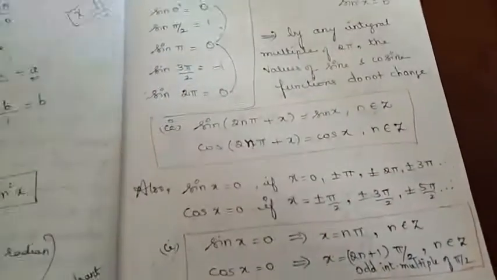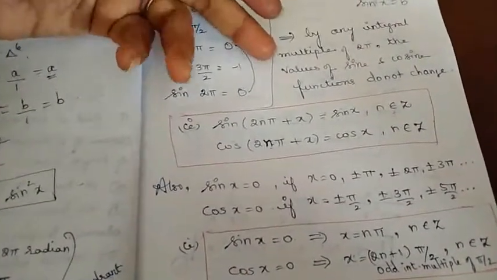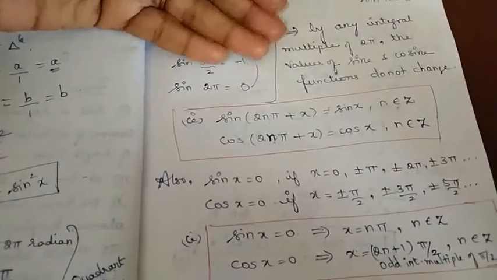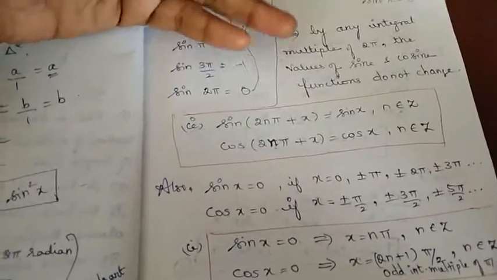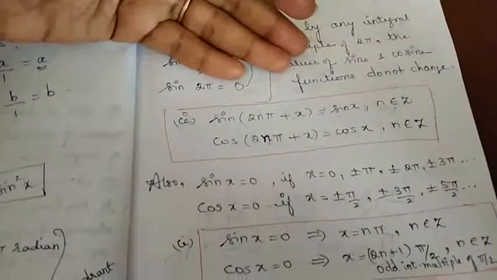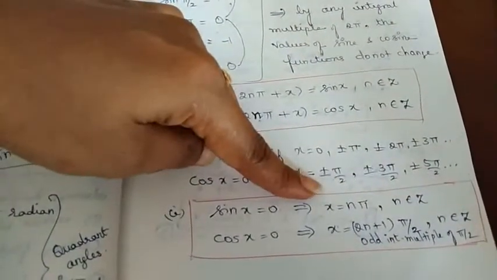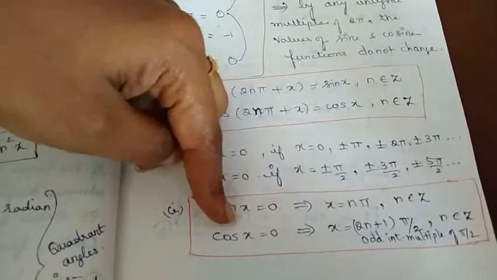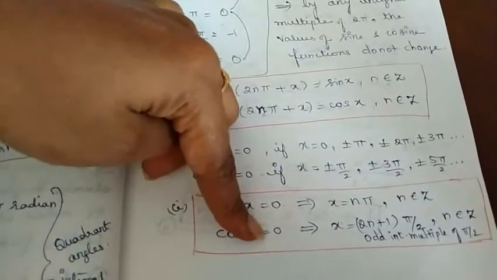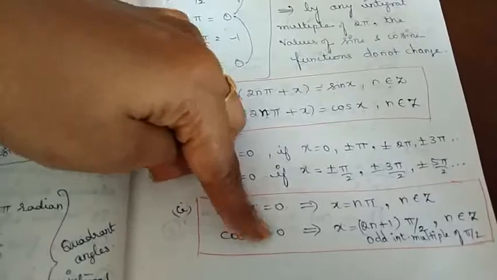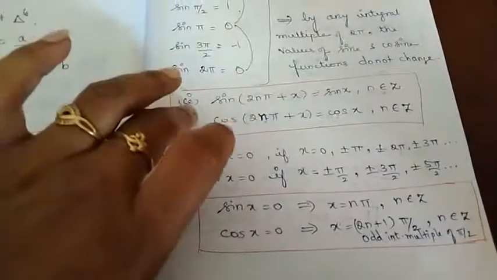Okay, so for any integral multiple of 2 pi, sine and cosine functions do not change, and the sine function will become 0 for any integral multiple of pi, and the cos function will become 0 for only odd integral multiples of pi by 2. So these are the two results we have learnt first.